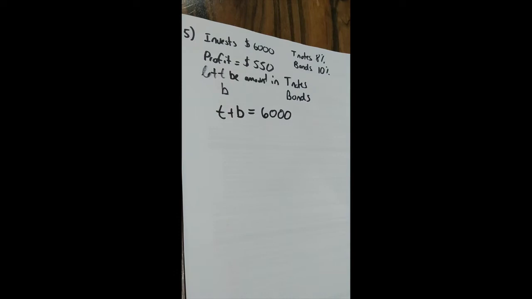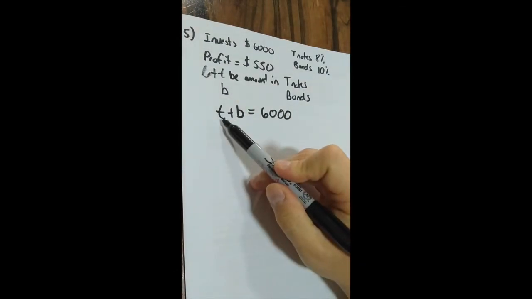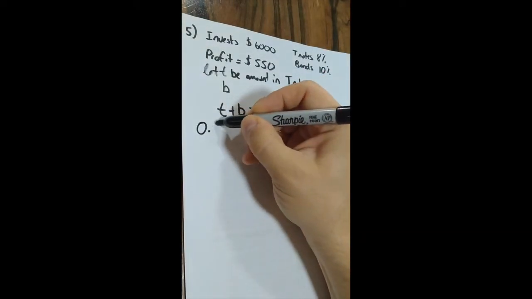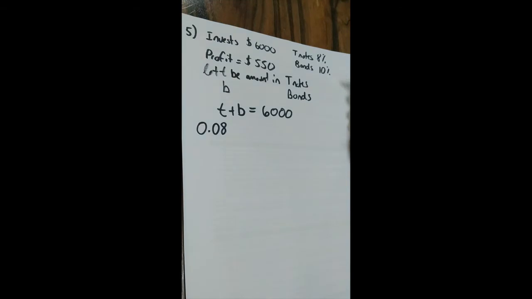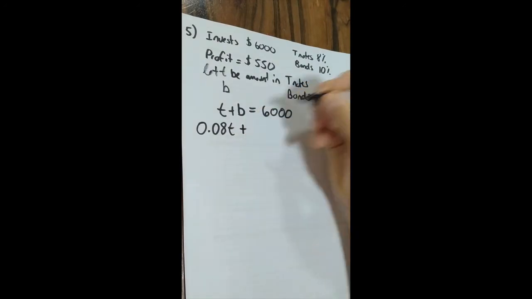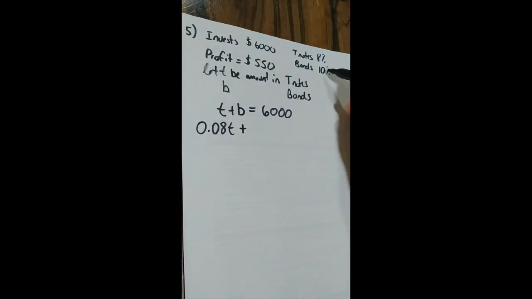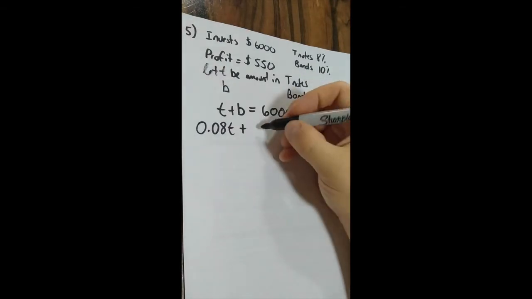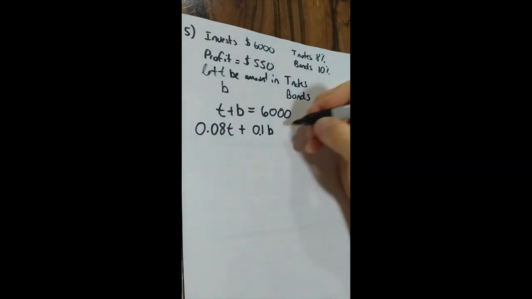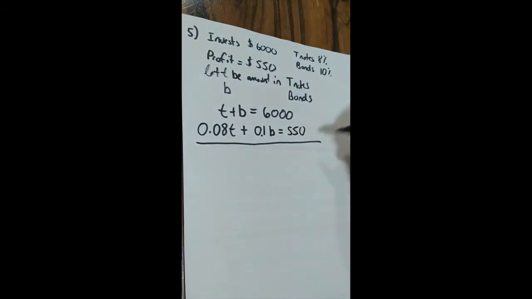And then whatever we invest in T is going to give us 8%. If we think about what 8% is, 8 out of 100 is 0.08. So 8% of T, that's a multiplication, plus the amount we invest in bonds, which is going to give us 10%, so 0.1 times B, is equal to 550. So here we have our system of equations.